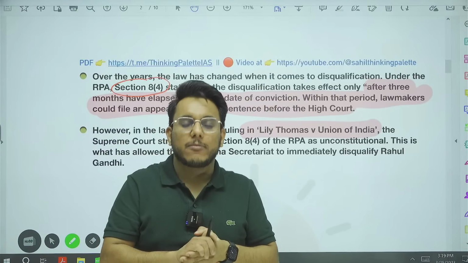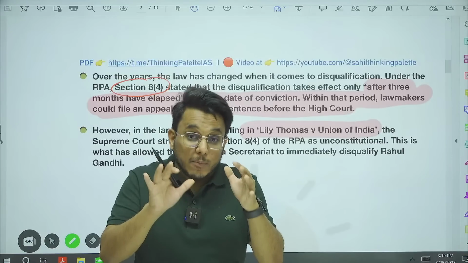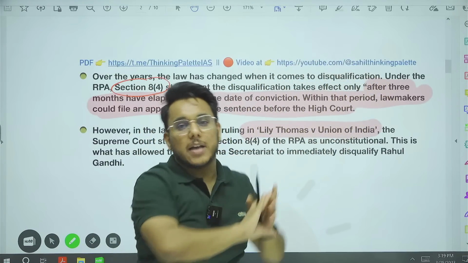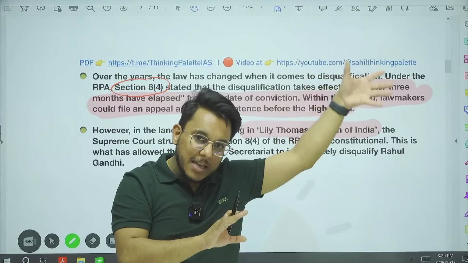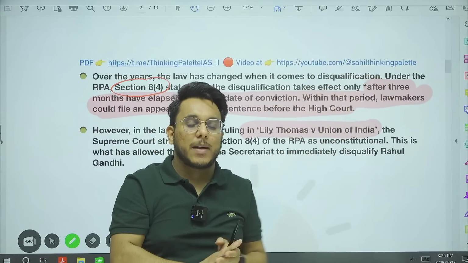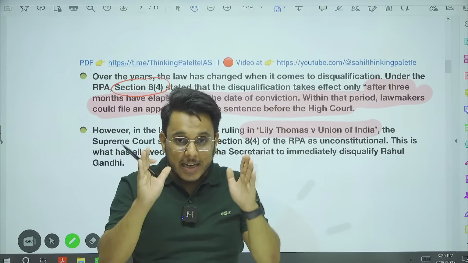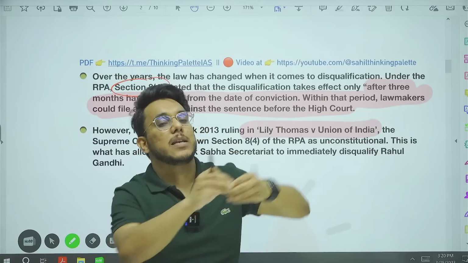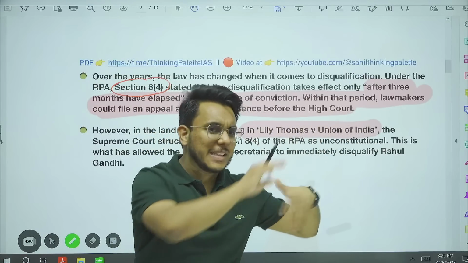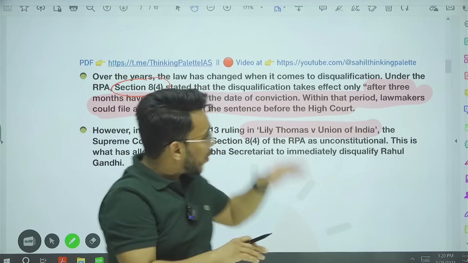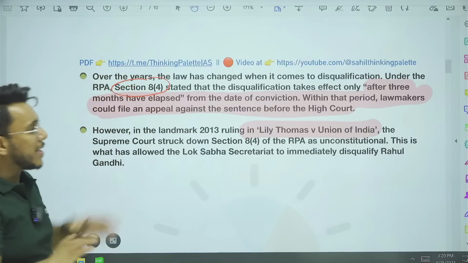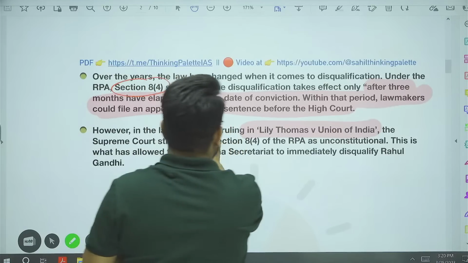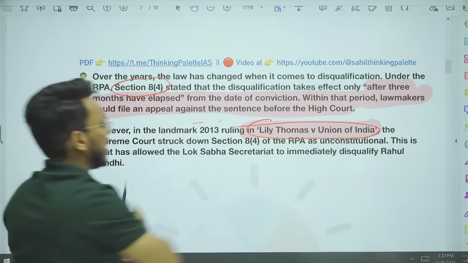Why for 3 months will he not be disqualified? Because a time was given that within 3 months a person can file a petition in a higher court, and when the higher court gives the decision, that matter is to be decided. So a 3 month grace period was provided to file a petition in another court. But this provision, section 8 subclause 4, has been removed by the Supreme Court in the Lily Thomas versus Union of India case.